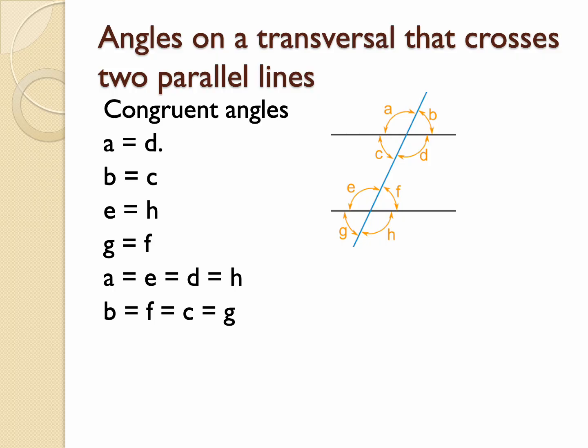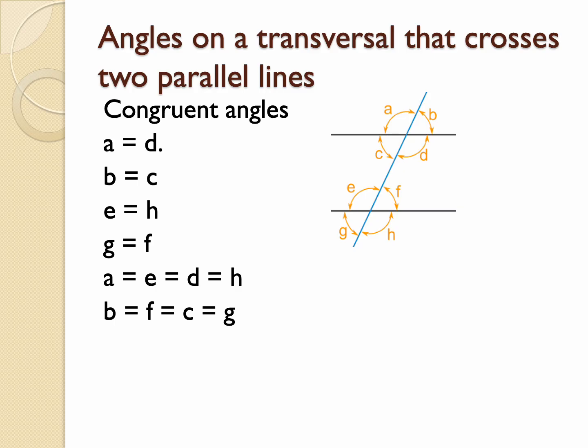So let's figure out the angle B and F. So angle B is at the top intersection, and angle F is at the bottom intersection. B equals F because they are corresponding angles, and C equals G. So angle C is at the top intersection and G is at the bottom intersection. They are also corresponding, so they are also equal.